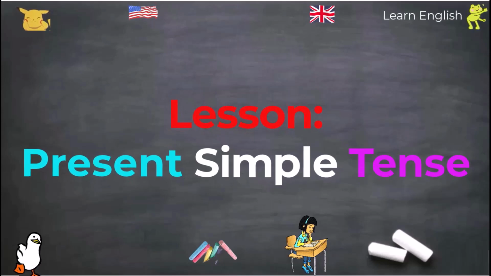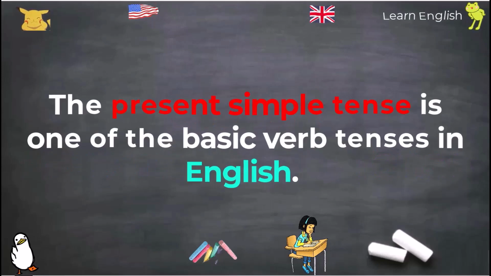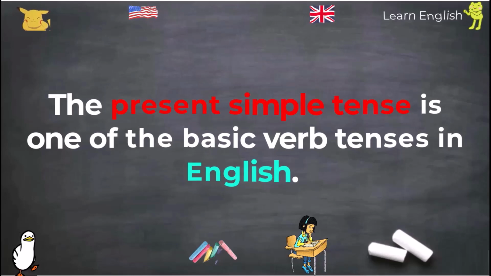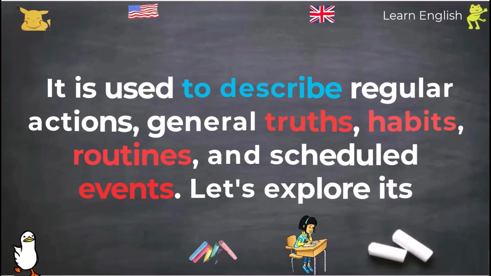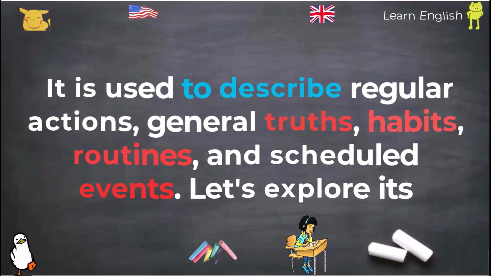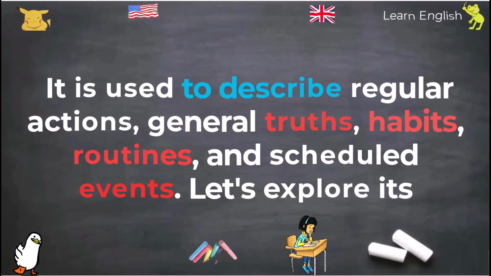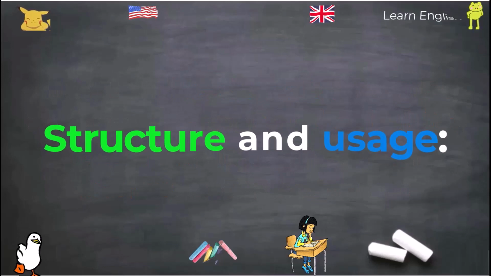Present simple tense. The present simple tense is one of the basic verb tenses in English. It is used to describe regular actions, general truths, habits, routines, and scheduled events. Let's explore its structure and usage.